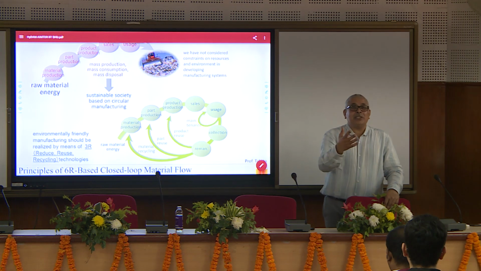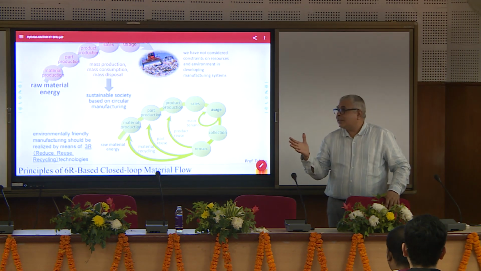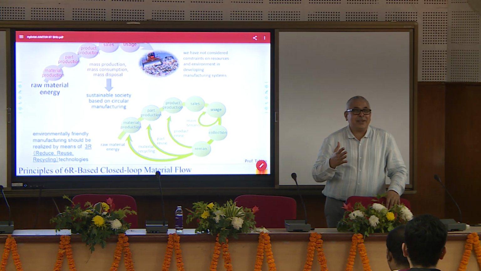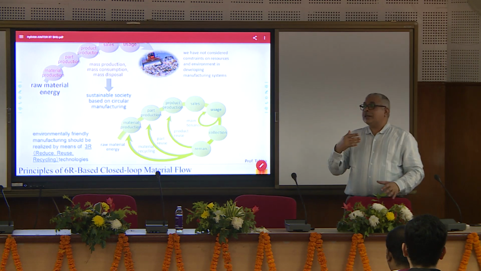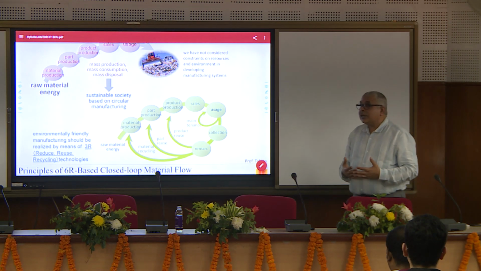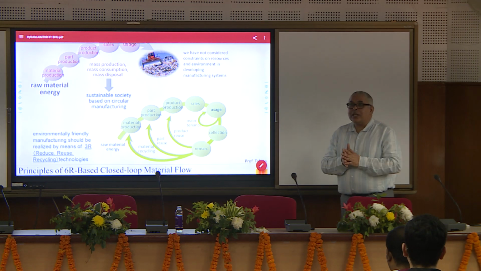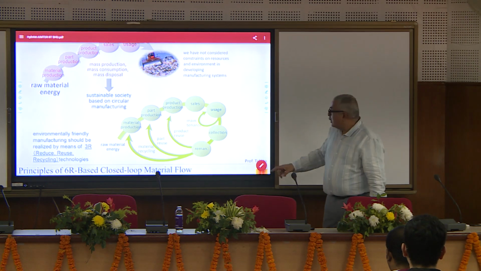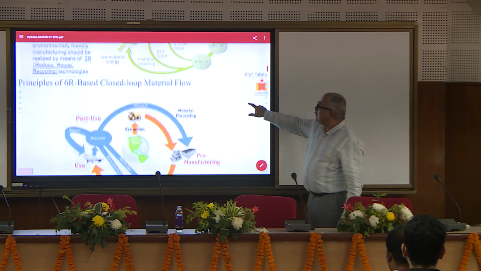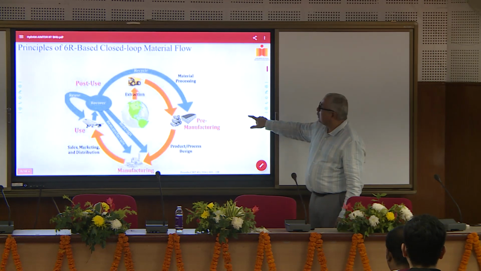They say on this platform we are building 4 or 5 automobiles, built on certain platforms. Okay. So now how do you use that? Repurpose it, reuse it is a very, very important thing, without crushing them and then melting them. Okay. So another one is 6R-based closed loop material flow.